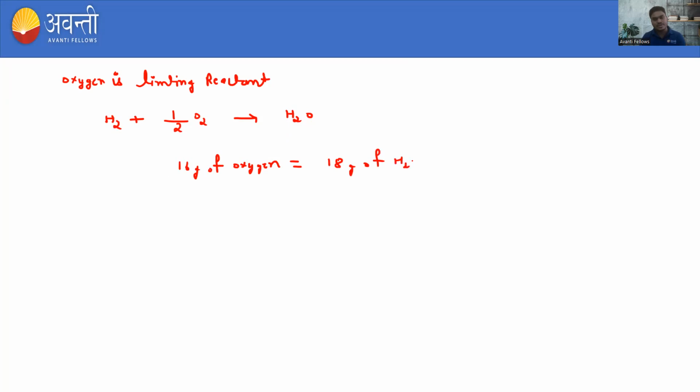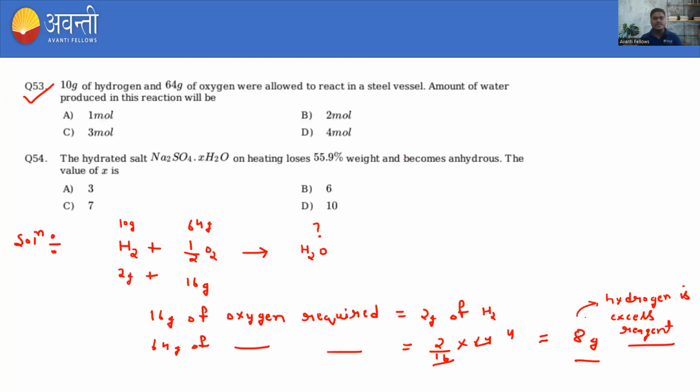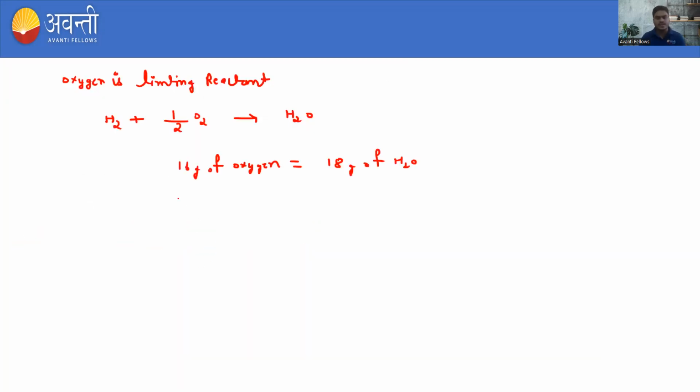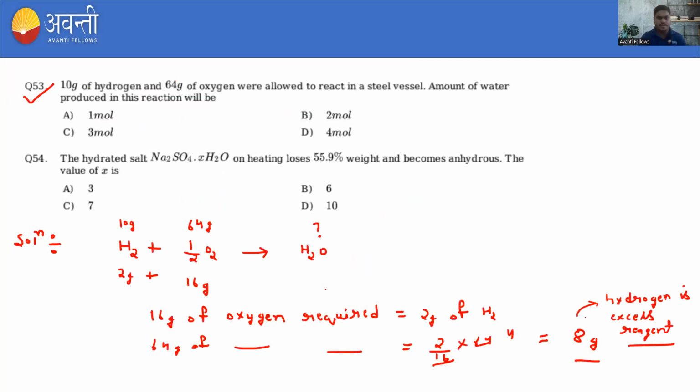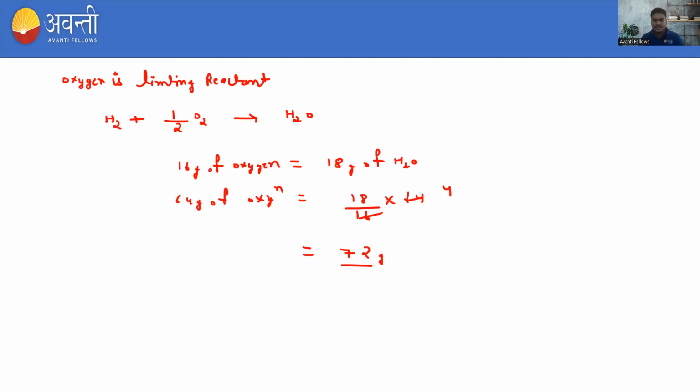18 gram of H2O. So in the question, how many gram of oxygen is given? 64 gram of oxygen is given. So 64 gram of oxygen will produce 18 divided by 16 into 64. So 16 fours are 64, 18 fours are 72, right? So this is nothing but 72 gram. So 72 gram is produced, but in this question they're asking for the number of moles. Okay, so you can easily convert this.